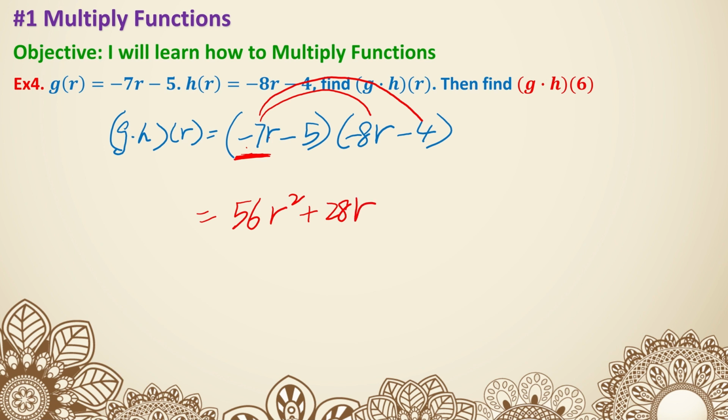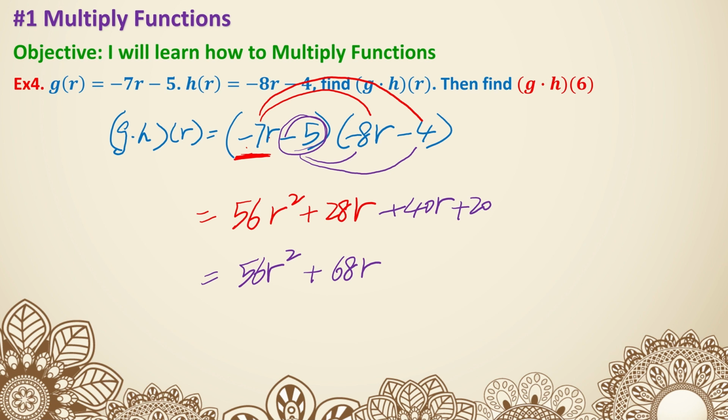Then negative 5, so that's our second term. Negative 5 times negative 8r is going to be a positive 40r. And then negative 5 times negative 4 is going to be a positive 20. Eventually combine like terms. 56r squared plus 68r plus 20. Something, in case you still haven't noticed, this is kind of the same as distribution. It's just you have to distribute each of the terms from the first parentheses to the whole second parentheses. And that's why we'll end up with 4 terms in the middle step.